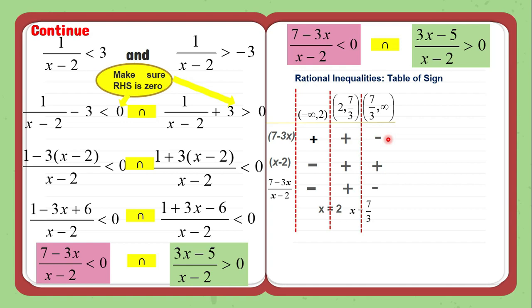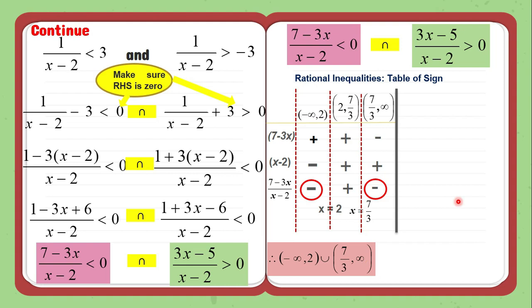So for the final answer, we must relate to this rational inequality sign, which is less than, so we choose the negative sign. So the final answer for this part is the open interval negative infinity to 2 union 7 over 3 to infinity. Next we go to the second part.